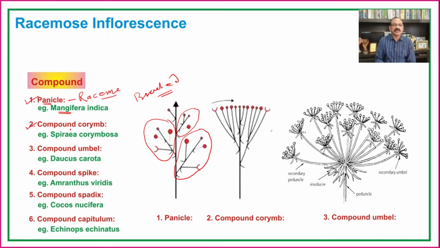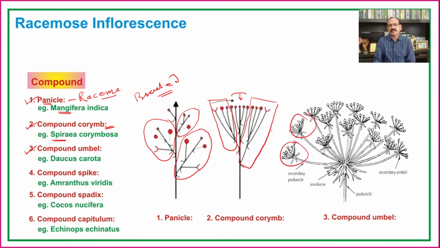Second one, that is the corymb type of inflorescence, that is compound corymb, and in this we are able to see this is one corymb, this is second corymb, and this is third corymb. So here a branched corymb is there, which is known as compound corymb, and the example of compound corymb is Spirea corymbosa.